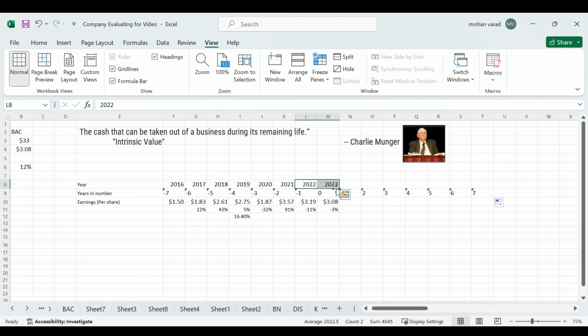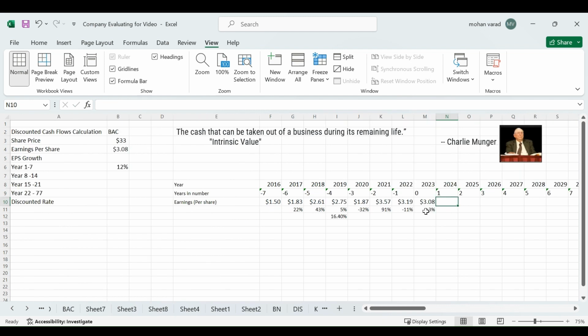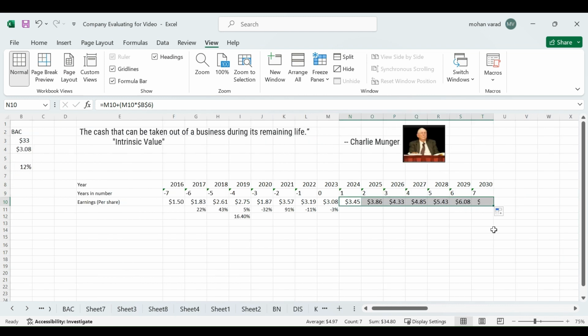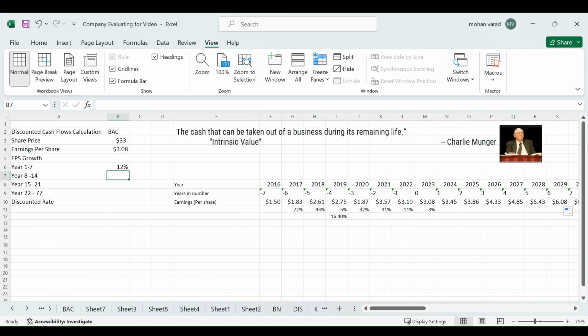Now you can see that if the earnings grow by 12%, it will be $3.45 earnings per share. If we drag this out to 7 years, we can see that by year 7, if they grow at 12%, the earnings per share will be $6.81. So at the end, we will be playing around with our estimates by changing these parameters and seeing what happens to the final result.